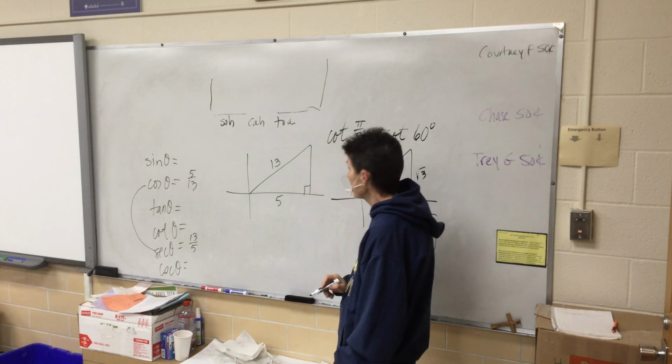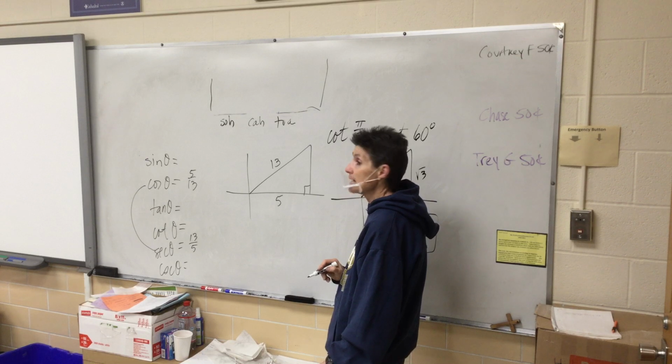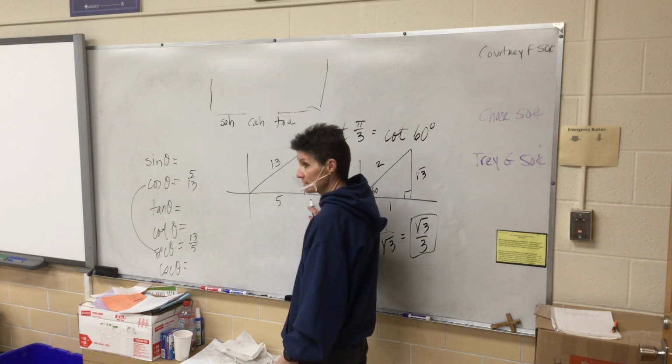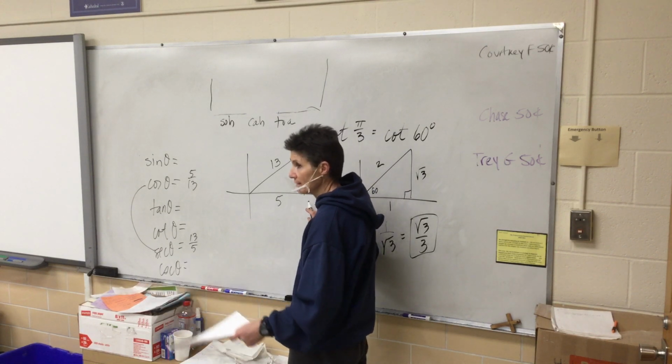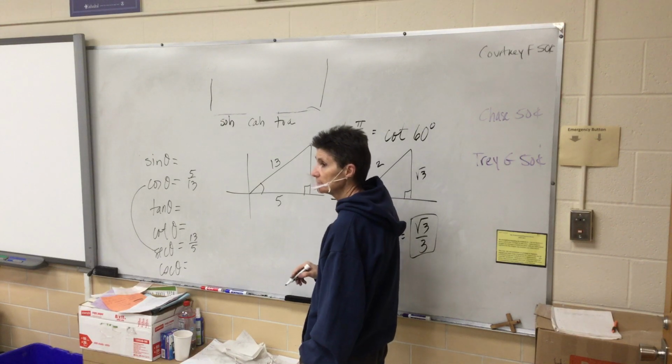I'm still confused on how the adjacent moves. The adjacent doesn't move. Every time you draw a coordinate axis system to draw your angle, which is all we've done in the last few days, adjacent's here, opposite's here.